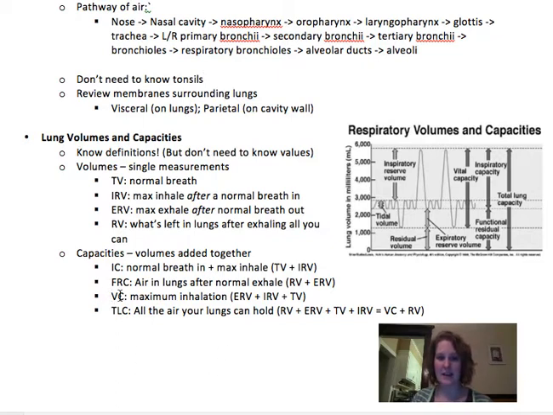Vital capacity is your maximum inhalation, maximum exhalation. That all added together is vital capacity, and you can kind of see right here what that is. And then total lung capacity is your vital capacity with the residual volume added in.